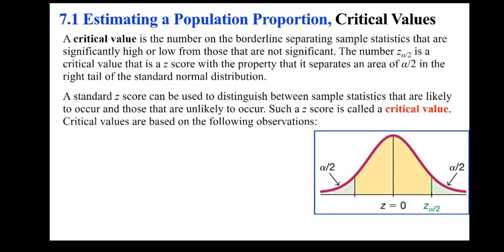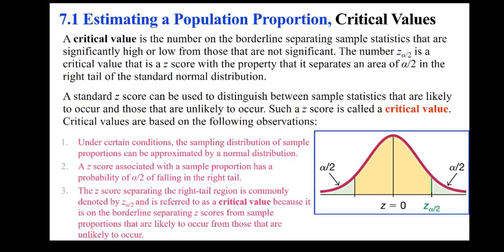A standard z-score can be used to distinguish between sample statistics that are likely to occur and those that are unlikely to occur. Such a z-score is called a critical value. Critical values are based on the following observations. Under certain conditions, the sampling distribution of sample proportions can be approximated by a normal distribution. A z-score associated with a sample proportion has a probability of alpha over 2 of falling in a right tail. The z-score separating the right tail region is commonly denoted by z alpha over 2 and is referred to as a critical value because it is on the borderline separating z-scores from sample proportions that are likely to occur from those that are unlikely to occur.